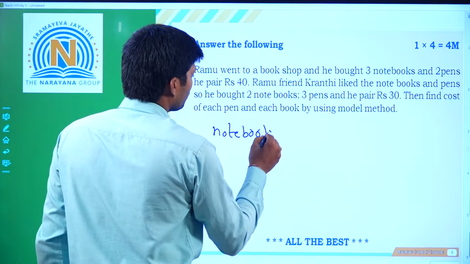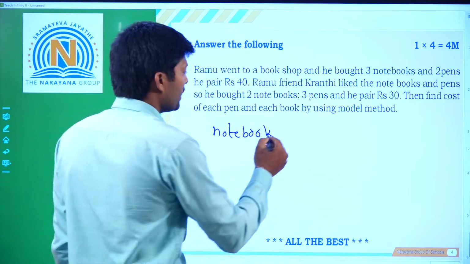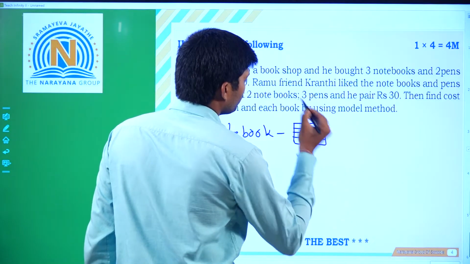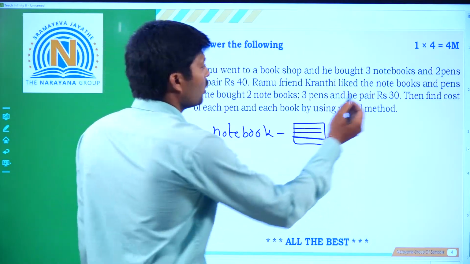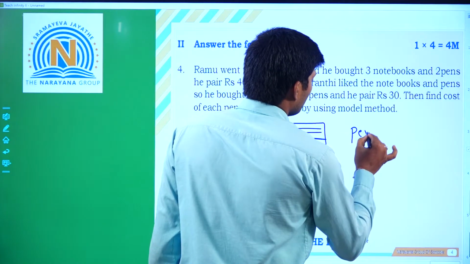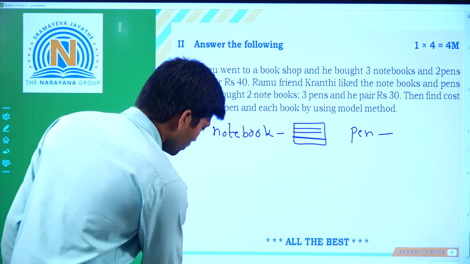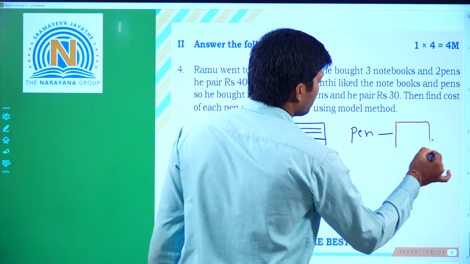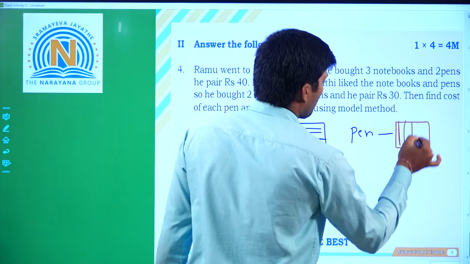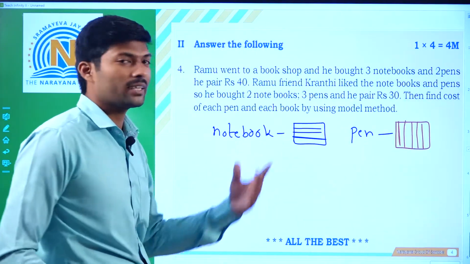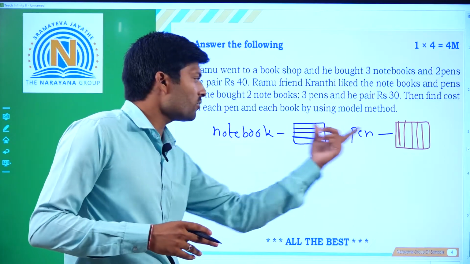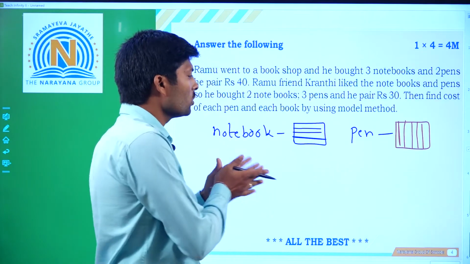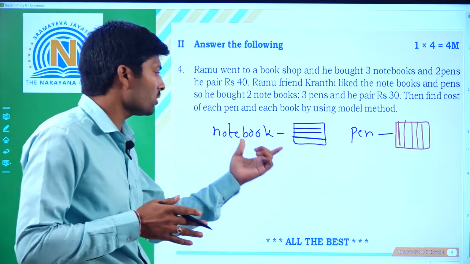Notebook can be represented as a rectangular box like this, with horizontal lines. Next, pen can be represented in one more color. So, these are 2 rectangular boxes, one representing the notebooks and one more representing the pen. Before going further, first we have to frame the first equation relevant to the rectangular boxes.